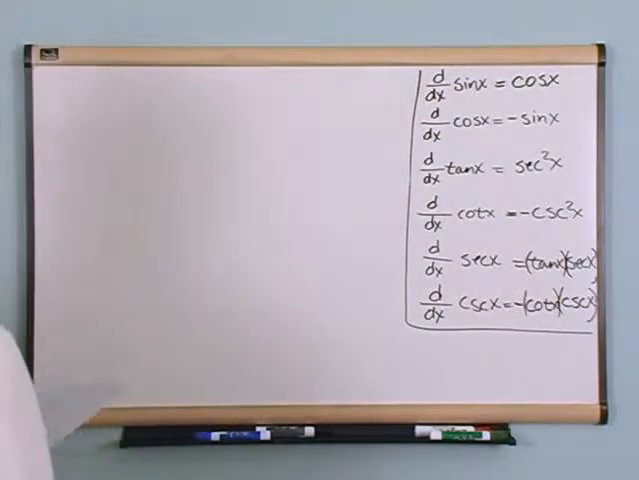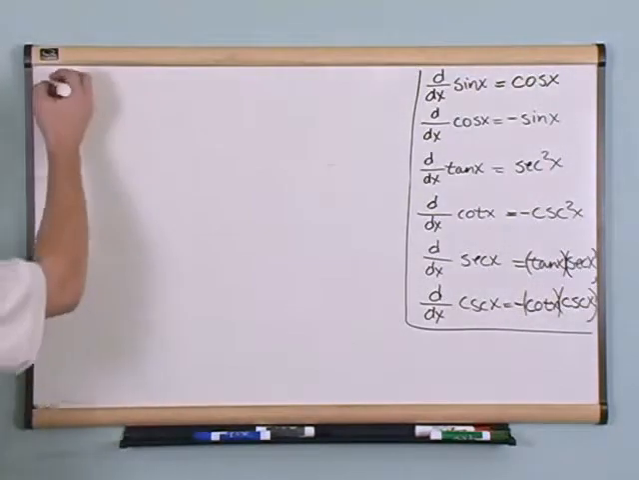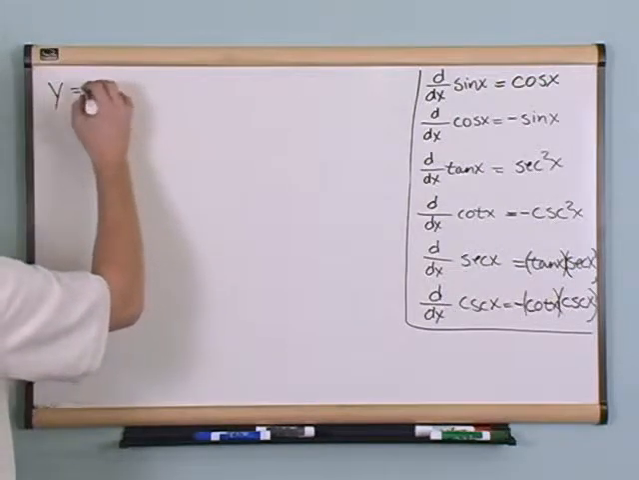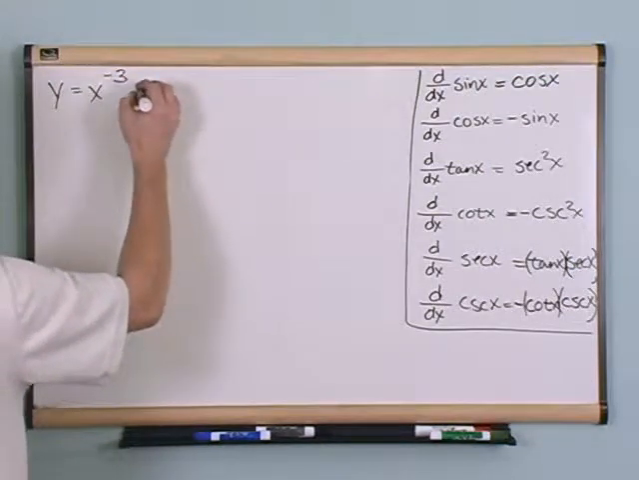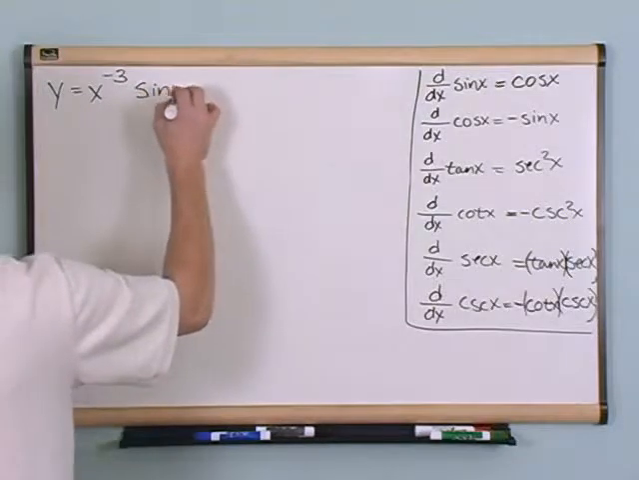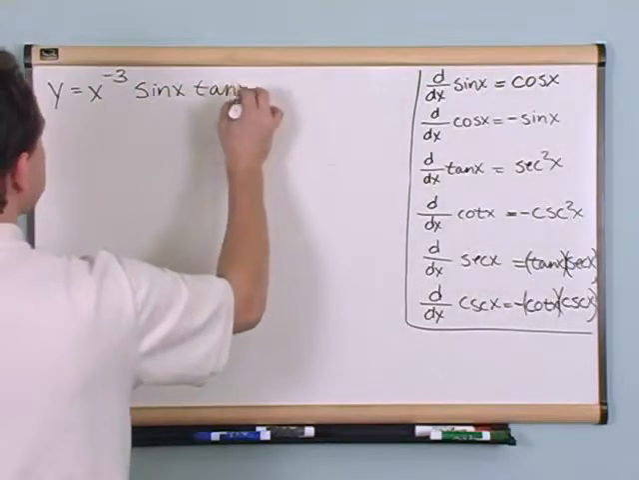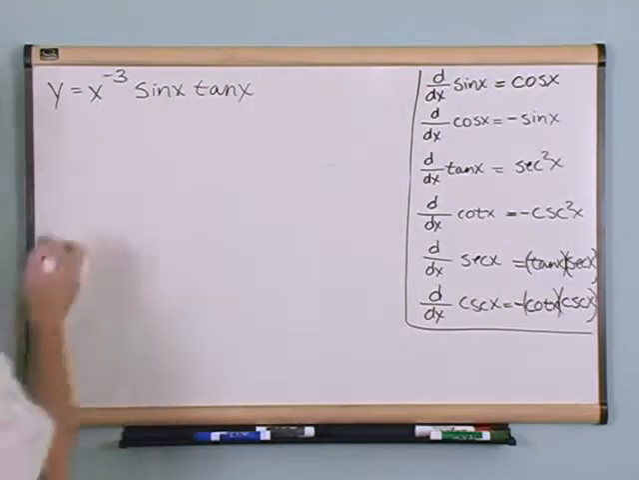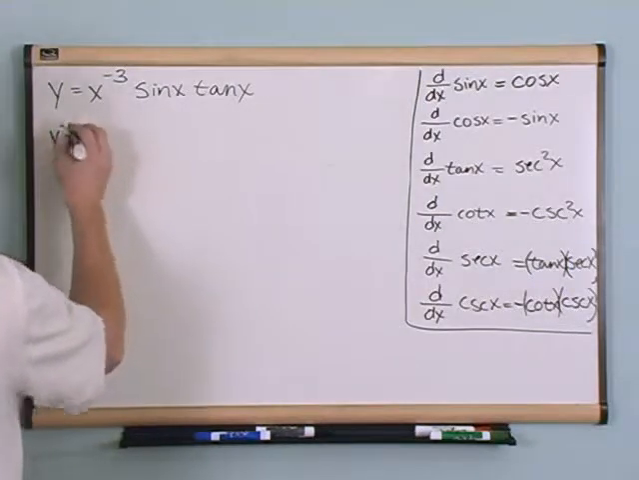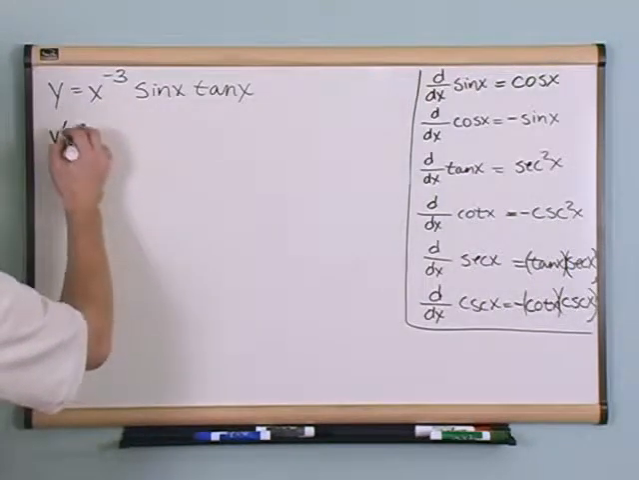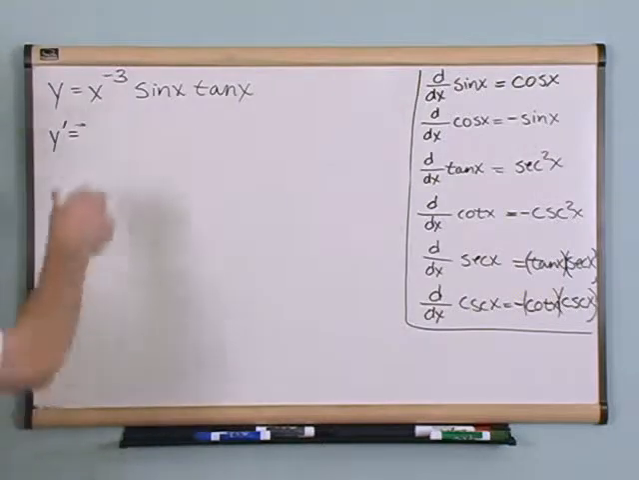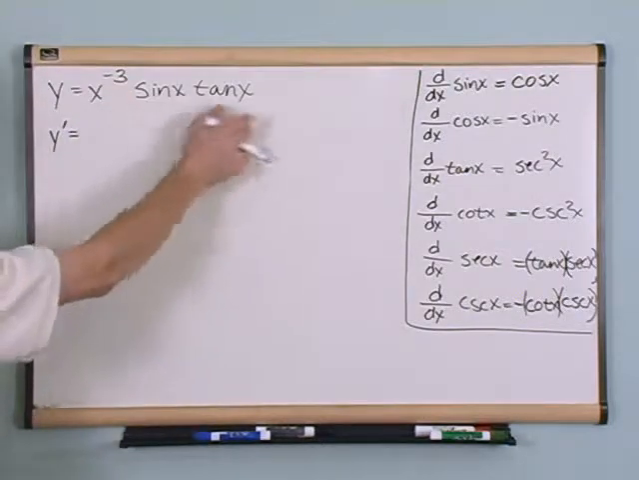The real trick is just learning how to use the formulas for the derivative. What if you have x to the minus 3 power times sine of x times tangent of x? Okay? Then the derivative, y prime. Well, now this may look a little bit weird because you have 3 terms. So what do you do here?